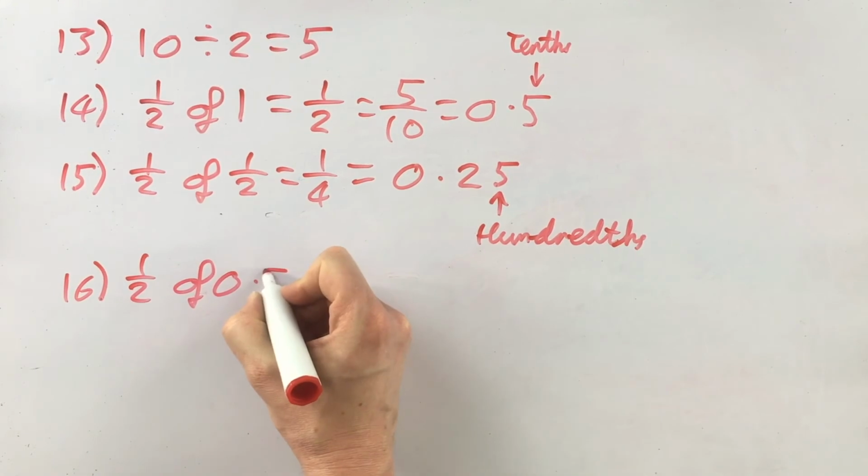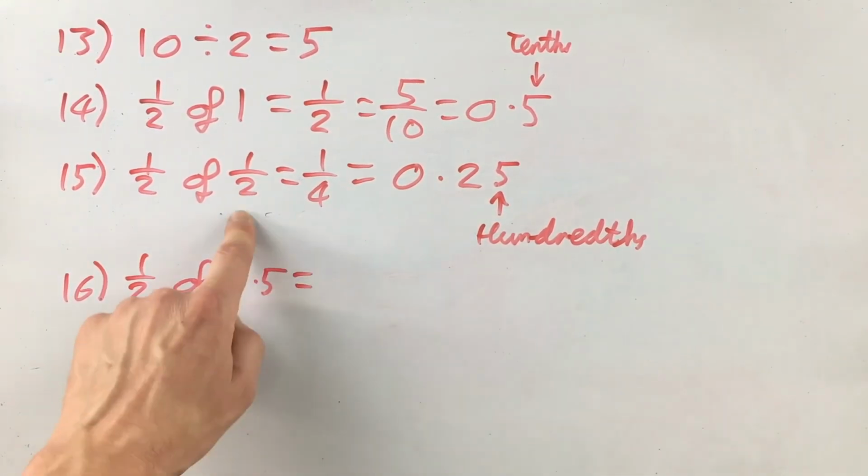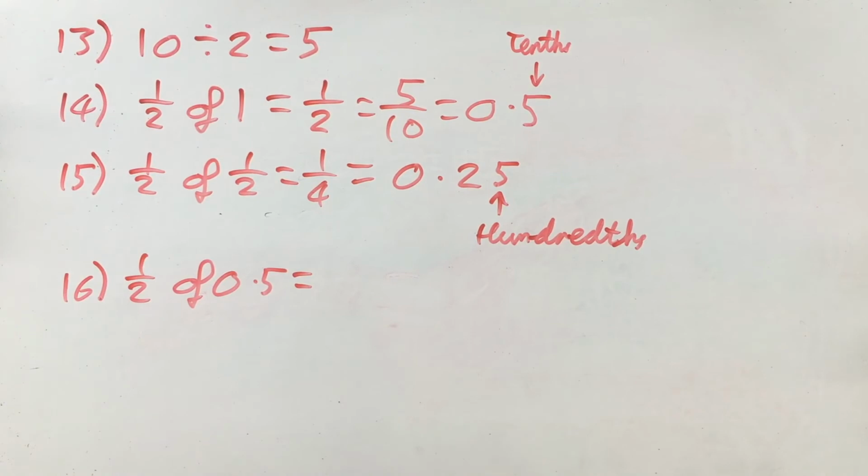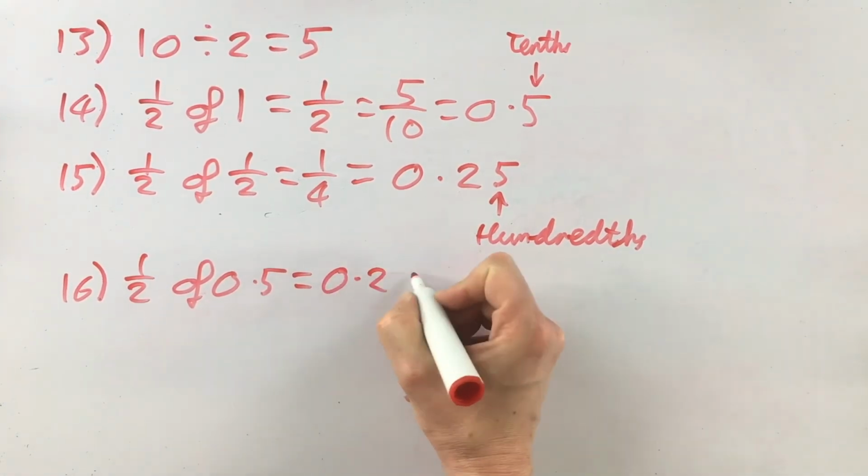We've kind of answered this one already. Half of 0.5 is the same as half of a half, because a half and 0.5 are the same thing. So it's 0.25.